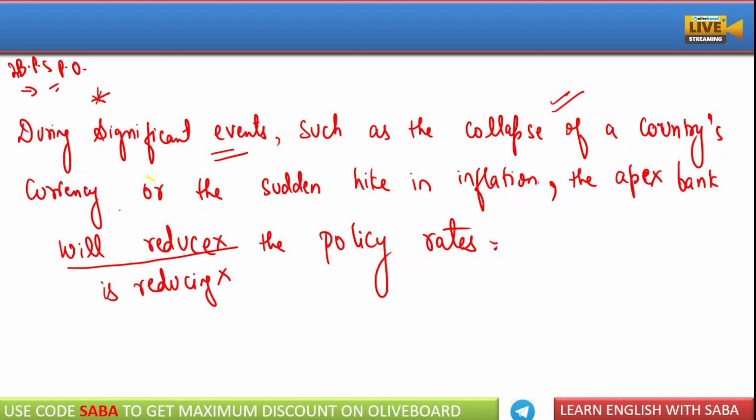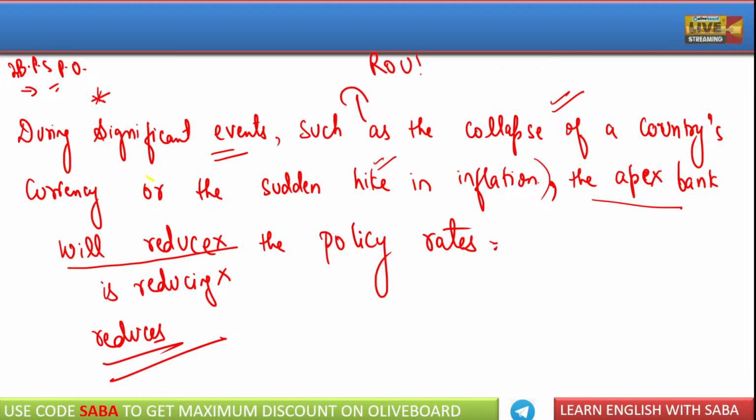Either the collapse of a country's currency or a sudden hike in inflation. Whenever such situations occur, the apex bank reduces the policy rate. Here "is reducing" is wrong; the apex bank reduces the policy rate because it is talking about routine. Whenever this happens, the apex bank reduces, cuts the policy rate, or raises it. Is this point clear to everyone?